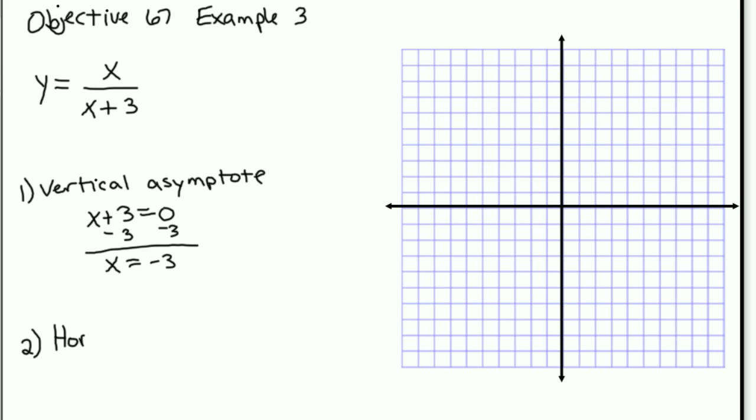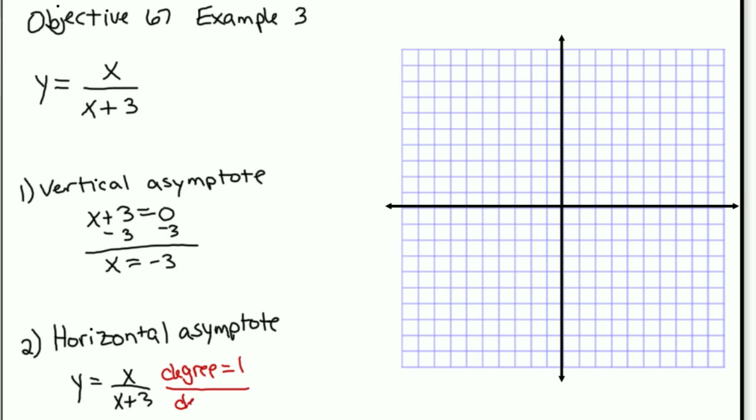Now the horizontal asymptote on this one is different from the previous two examples. The numerator now has a degree of 1. The denominator has a degree of 1. So what we want to do is look at the coefficients of the terms with the highest degree, or the lead coefficient of the numerator and the denominator. The lead coefficient of the numerator is 1. The lead coefficient of the denominator is also 1.